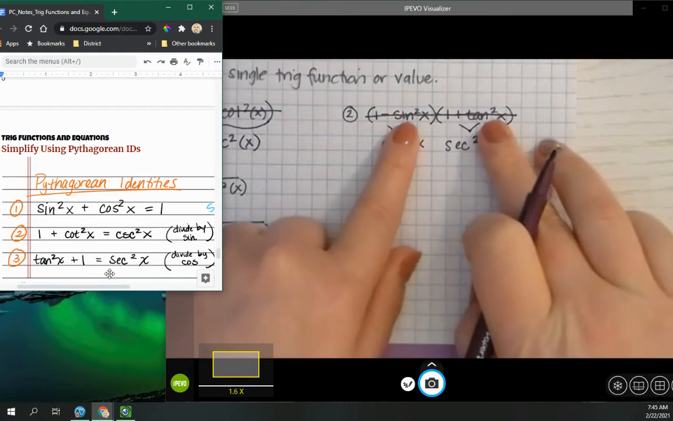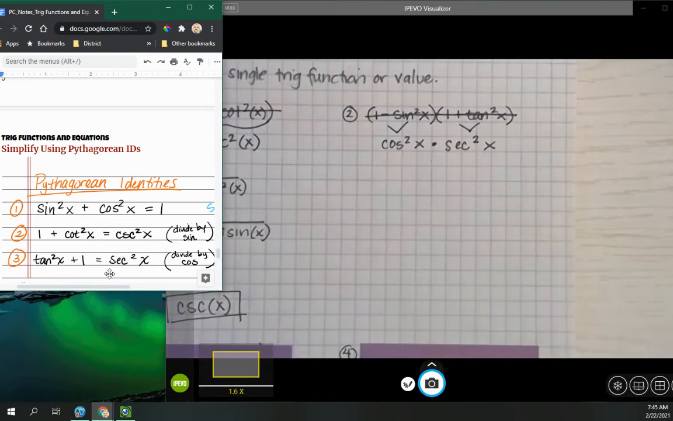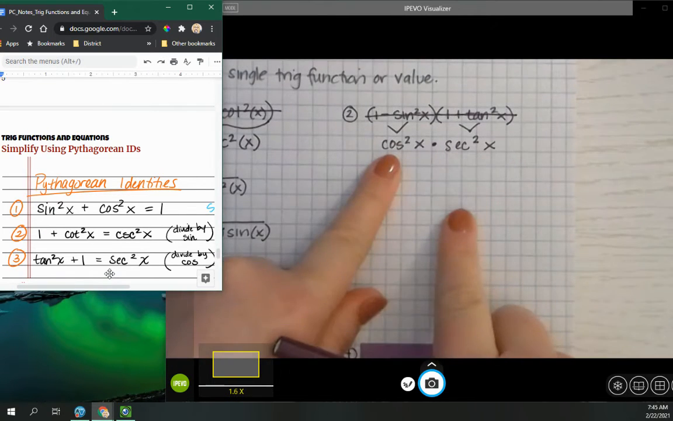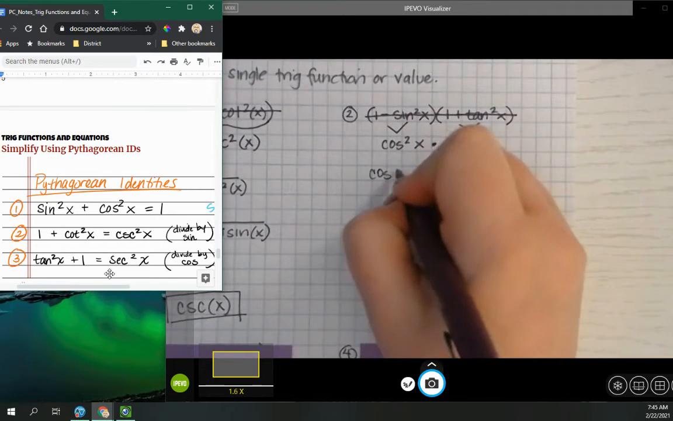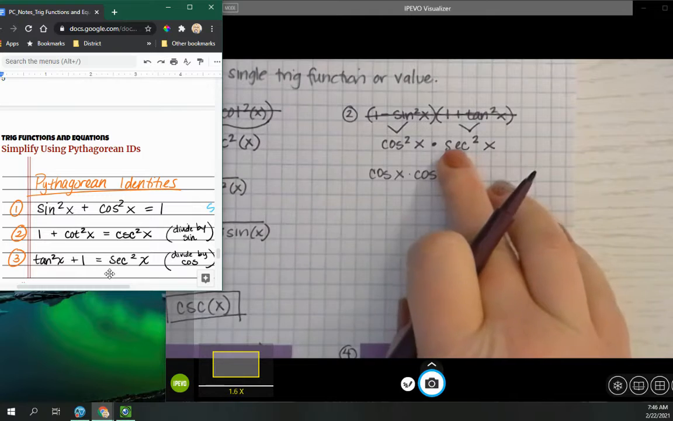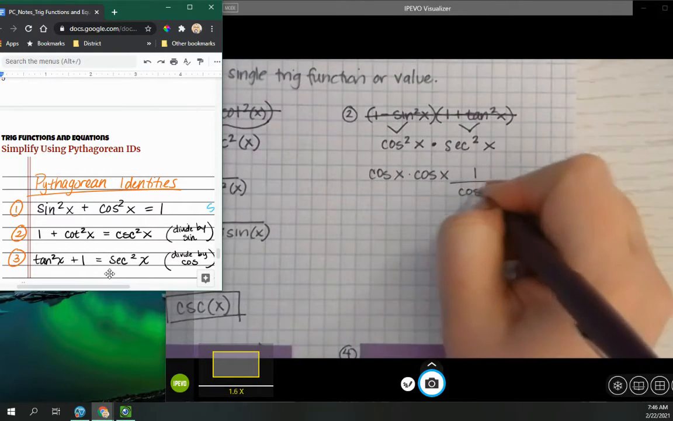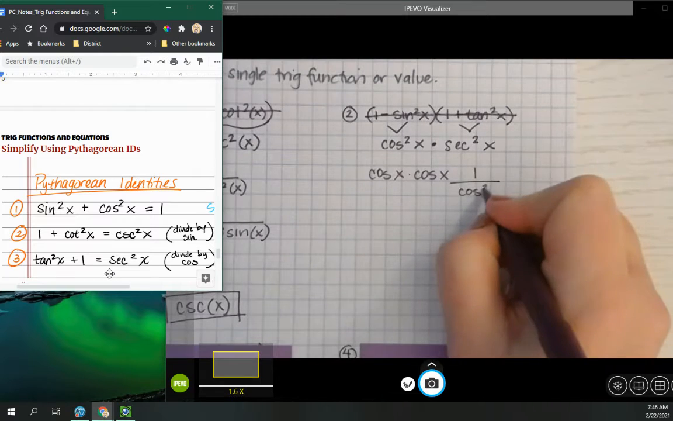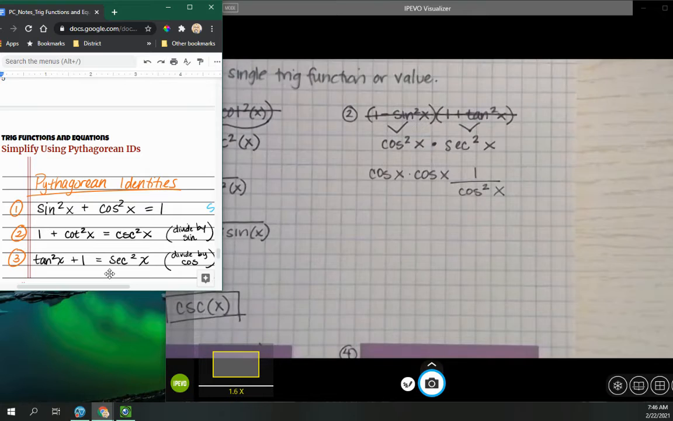Now these two things are being multiplied together. That's what those parentheses mean. So let's break this down. Cosine squared means 2 cosines. So I've got a cosine and a cosine. Secant is actually 1 over cosine, and again, squared means squared. That means there are 2 cosines on the bottom.